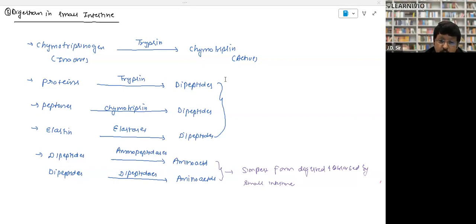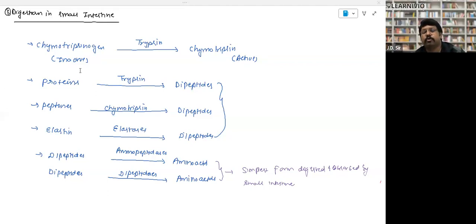Now, all these dipeptides are again broken down into smaller subunits. Polypeptides are broken down by aminopeptidases into amino acids, and dipeptides are also broken down by dipeptidases into amino acids. Amino acid is the simplest form and it is absorbed by the small intestine. Please note down.